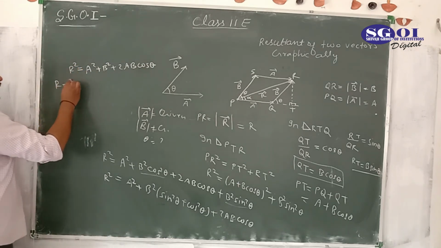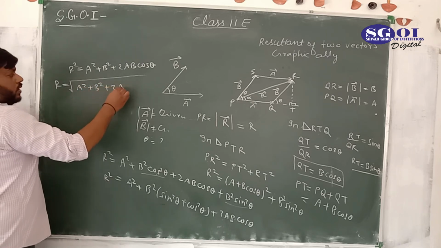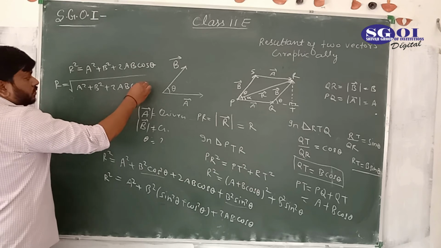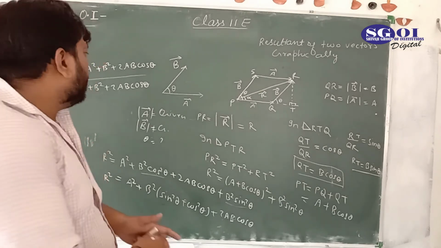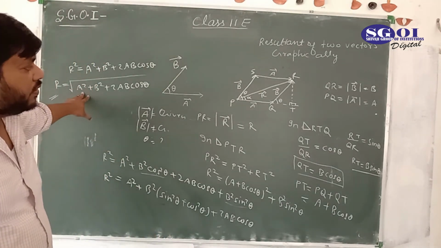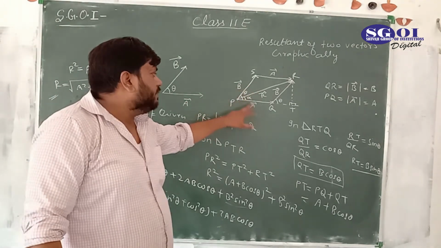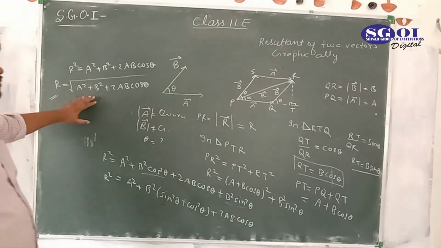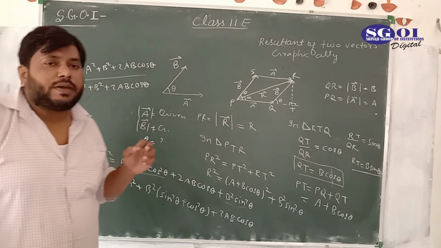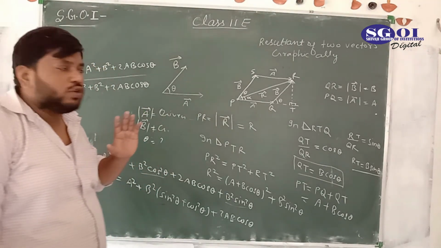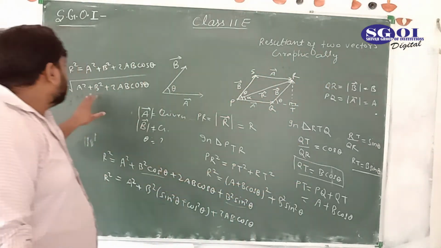Removing the square, we get R equals square root of A square plus B square plus 2AB cos theta. So this is the formula for finding the resultant vector of vectors A and B, where the angle between these two vectors is theta. So we can directly apply this formula mathematically. This is the formula by which we can find the magnitude, and I have also told you how we find graphically the resultant of two vectors, and this is the magnitude of it.